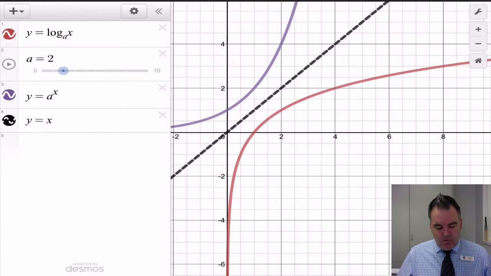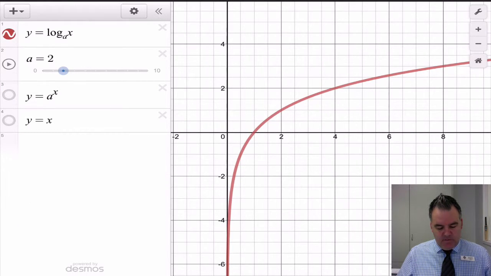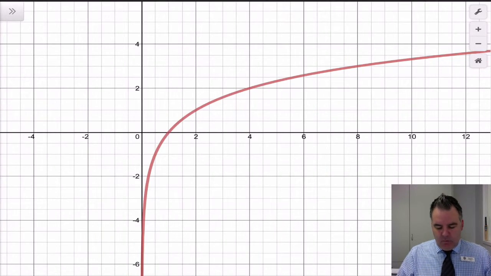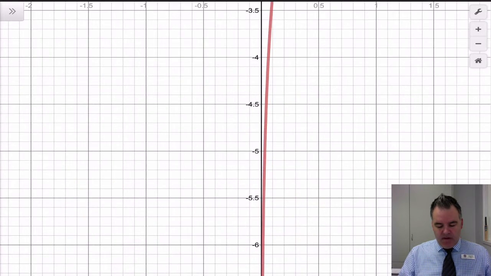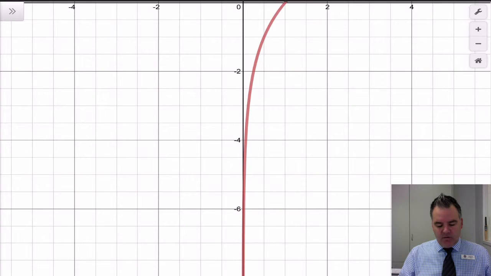I'll just get rid of the purple one for now, so we're just looking at that one. So log base 2 of 0 is, of course, undefined. 2 to the power of something is 0, there's no such number. So one of the asymptotes here is the y-axis. So the graph gets closer and closer to, but it never actually touches the y-axis as it goes down.